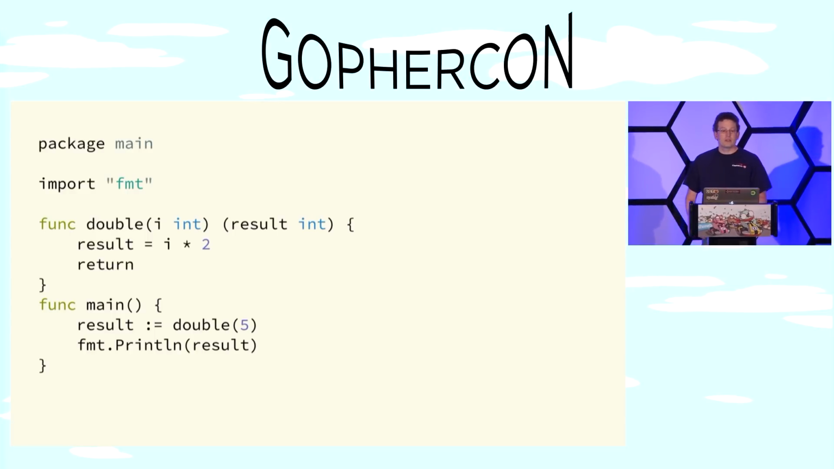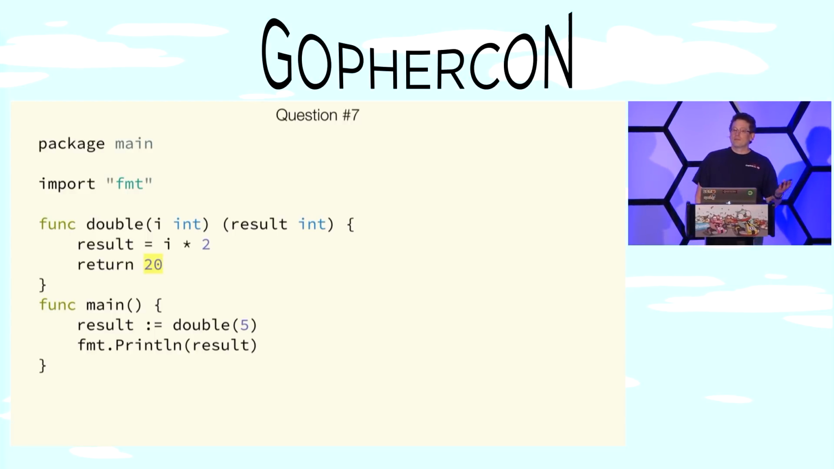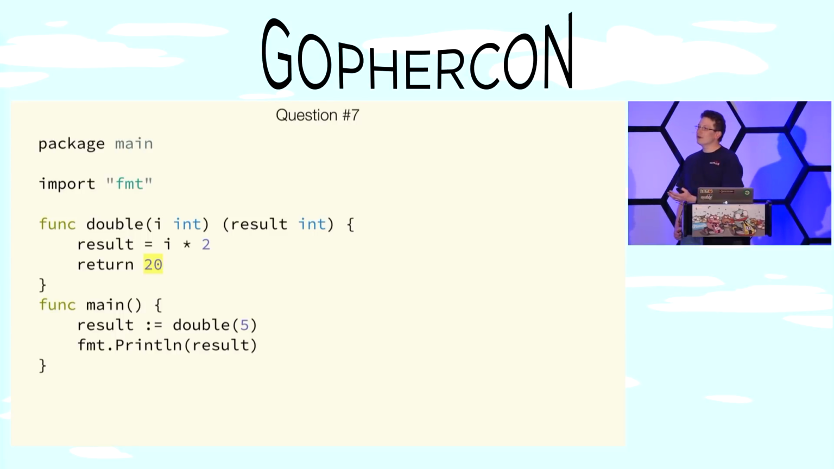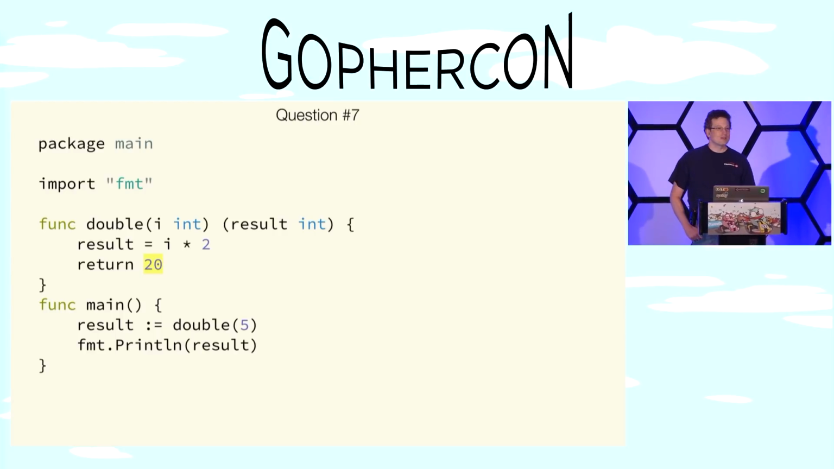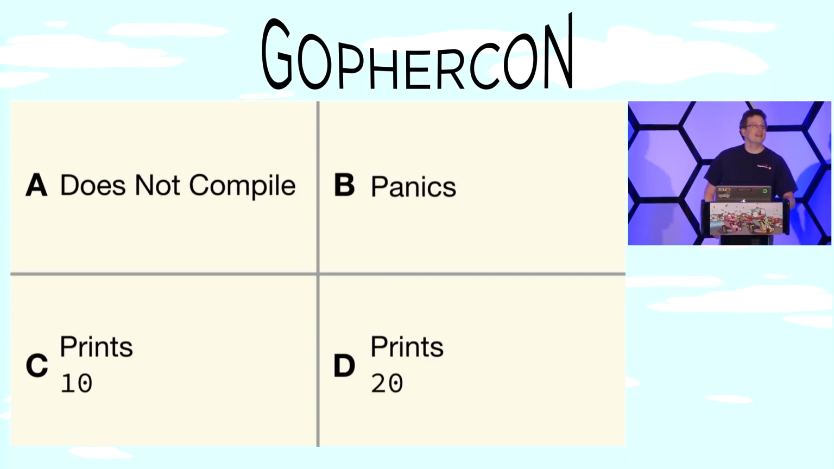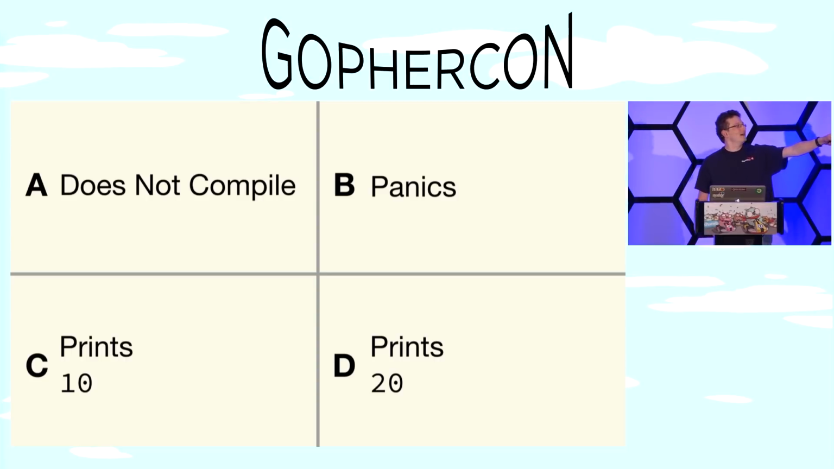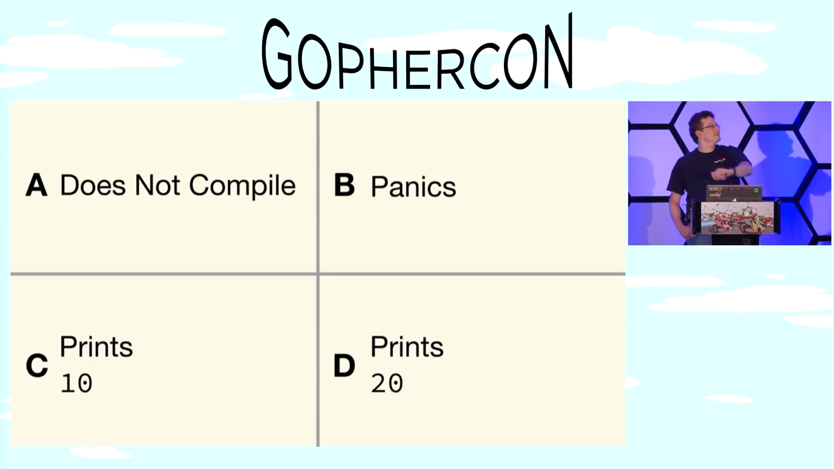And now that we know how these things work, what is this going to do? Rather than take advantage of the blank return, we assign the named return parameter a value, and then we return an entirely different value. So what's this going to do? Does this A, not compile? Who thinks this code is not going to compile? Okay, B, who thinks this is going to panic? Anyone think this is going to panic? All right, got a panic vote?